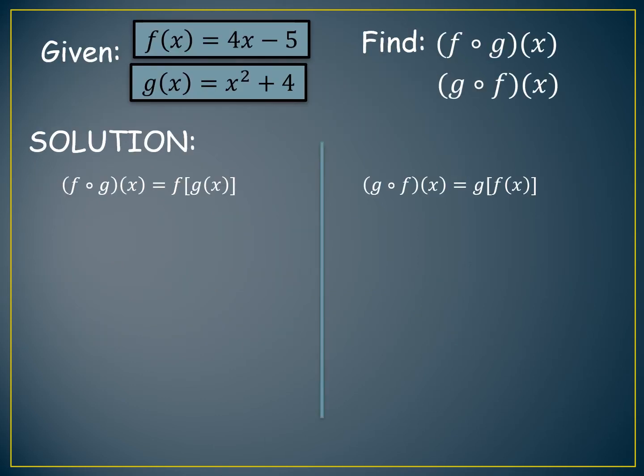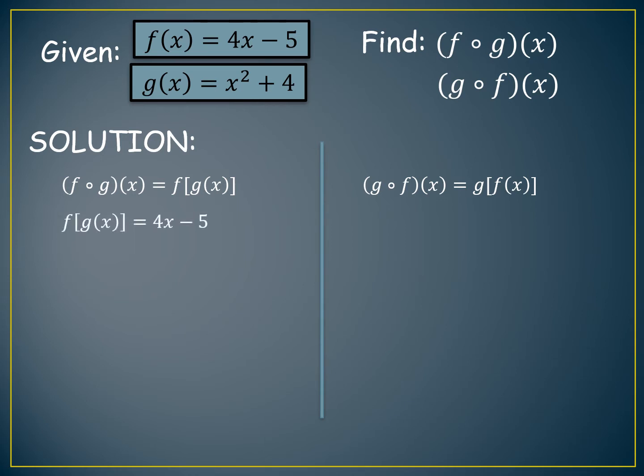Okay, so let's have an example. The given is f of x is equal to 4x minus 5. Then, the g of x is equal to x squared plus 4. Find the composition of f of g of x and the composition of g of f of x. Unahin muna natin yung composition of f of g of x.